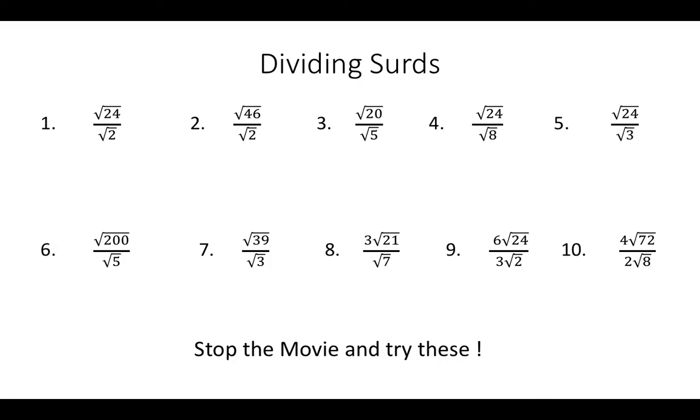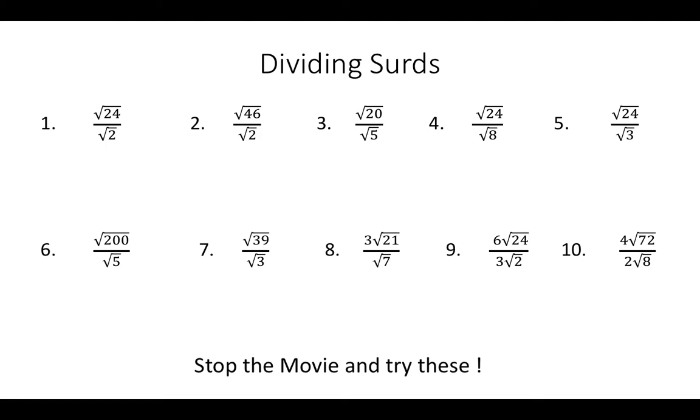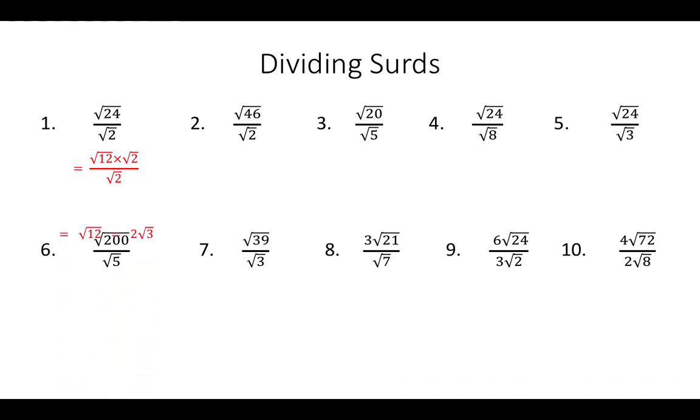Okay, question number 1 has root 24 and root 2. So we split root 24 up, we end up getting root 12 and root 2. When the root 2s cancel, we end up with root 12, but this then will simplify even further using the rules of simplification we learned in lesson 4 to give us 2 root 3.